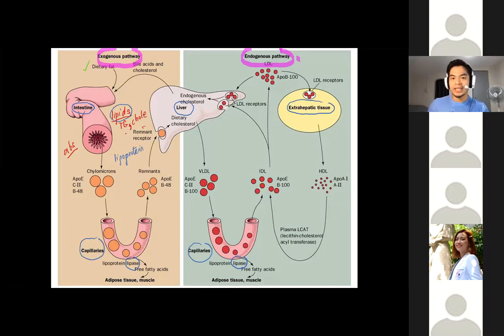And ang tawag natin sa unang lipoprotein na nagagawa ay chylomicrons. Kaya anong descriptions natin sa chylomicrons? Tama ba kung exogenous ang chylomicrons?